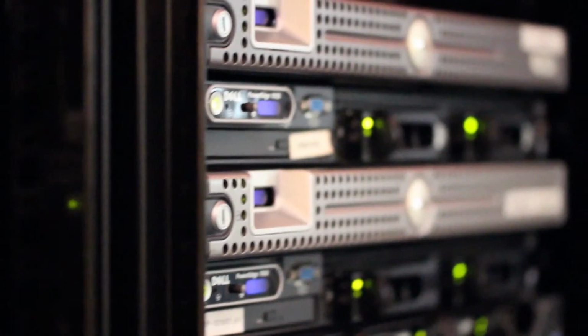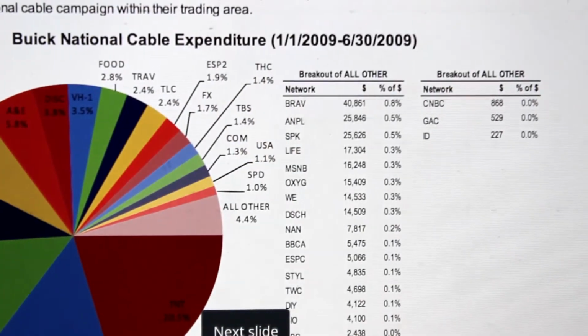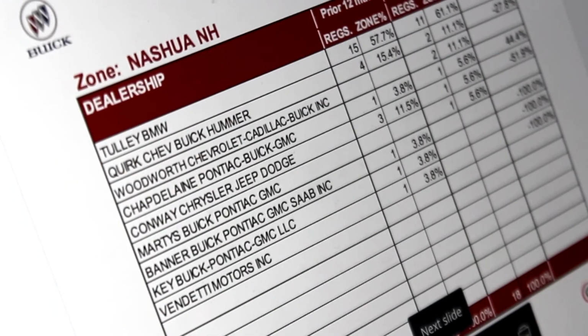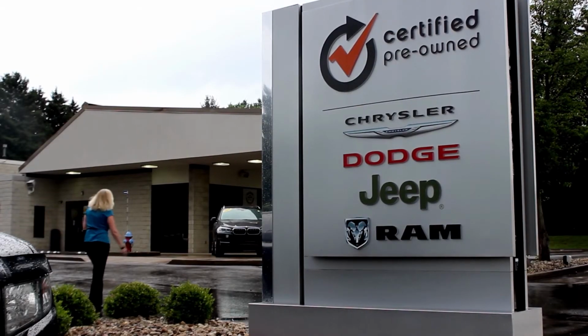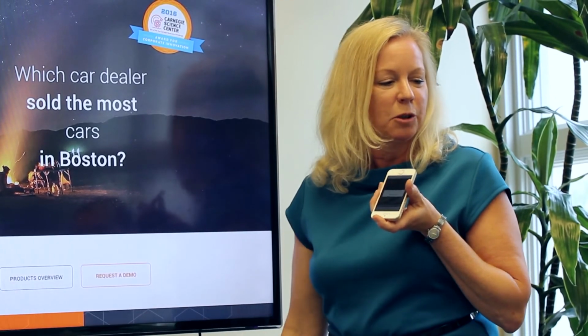Big data is everywhere and more confusing than ever. Decision makers have to rely on outside consultants and IT departments just to get access and make sense of it. The information they need should be available on the go in real time. Show me where this dealer's best customers are.